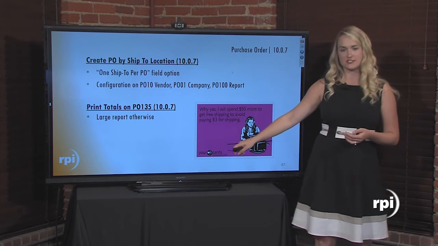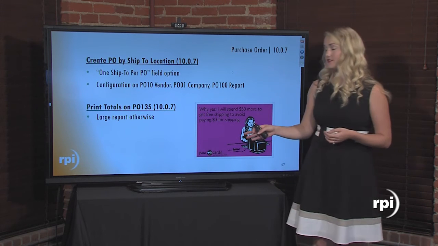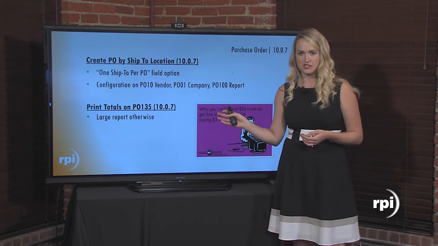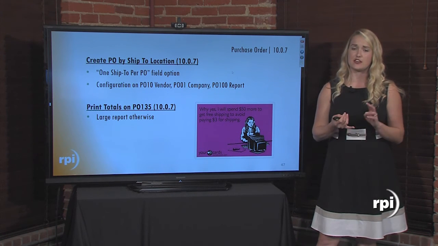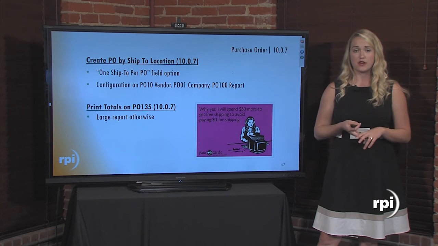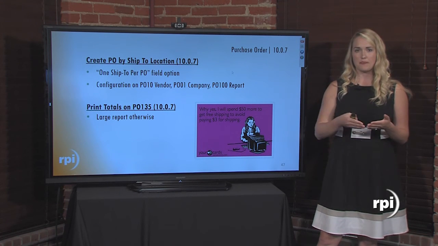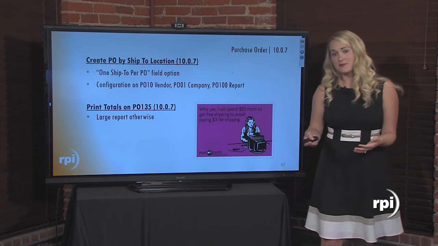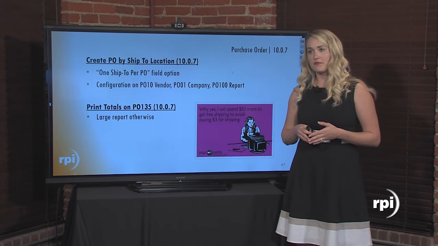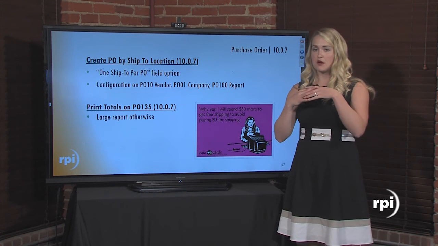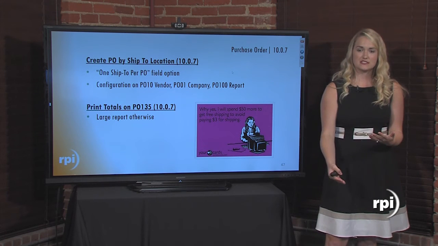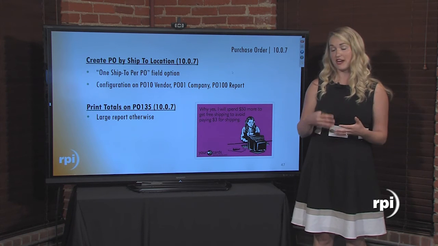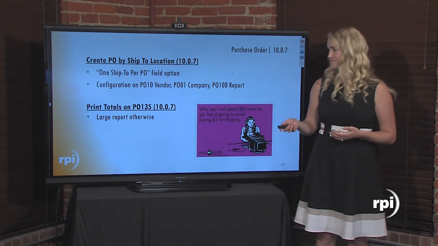And two new features on your PO for 10.07 is that they've now added this one ship to per PO field option. And there's configuration in your vendor, in your company, and in the PO100 report if you want to make those POs one ship to per PO when they are converted. This is especially helpful for those that have a multitude of ship tos for your PO lines, but specifically if you're buying in large quantities and you're looking for those price breaks or those ship quotas.